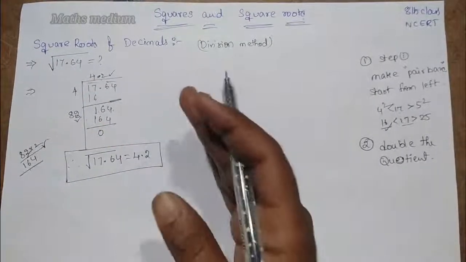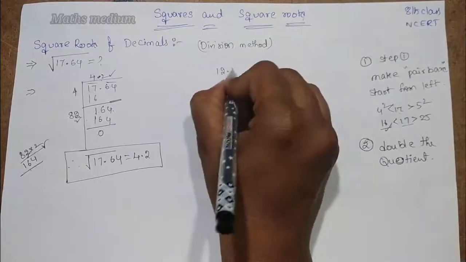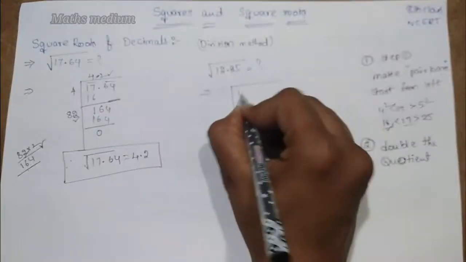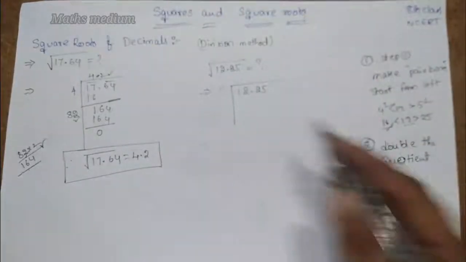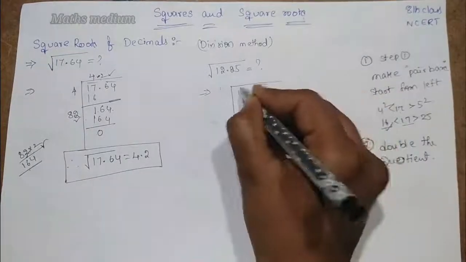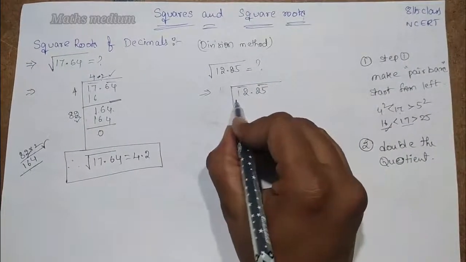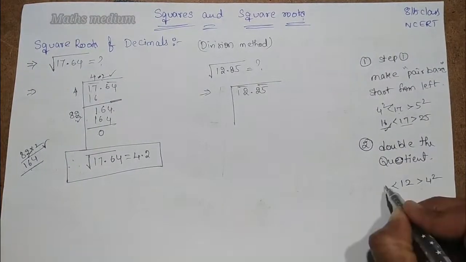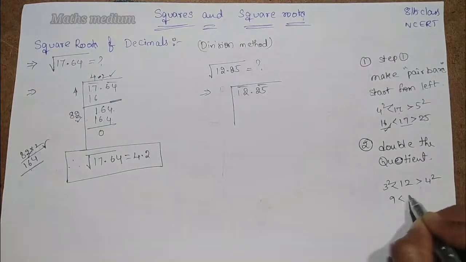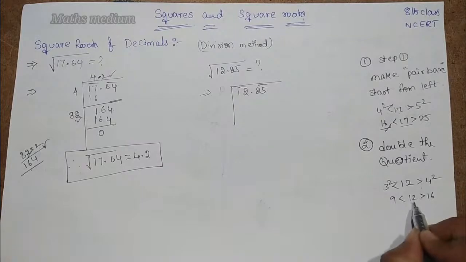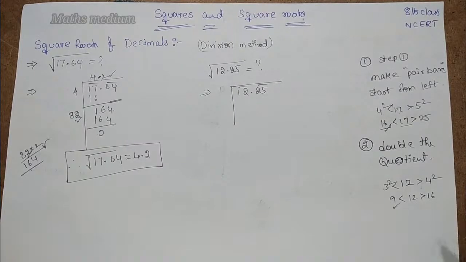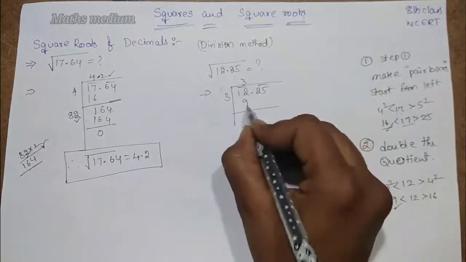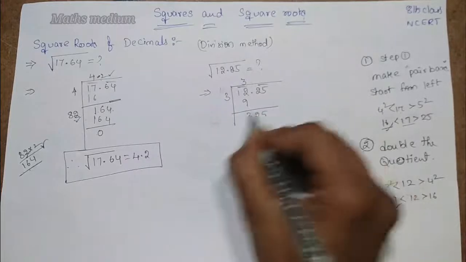I will explain with another question also. Take 12.25 as the number whose square root we have to find. Similarly, take 12.25. Now make pair bars here and here. Start from left and here we can take it as 12. Like between 3 square, 9, and 4 square, 16, right? It is less than 16 and greater than 9. So take this. 3 3s are 9. 3 is left here. Write down the 25 as it is.